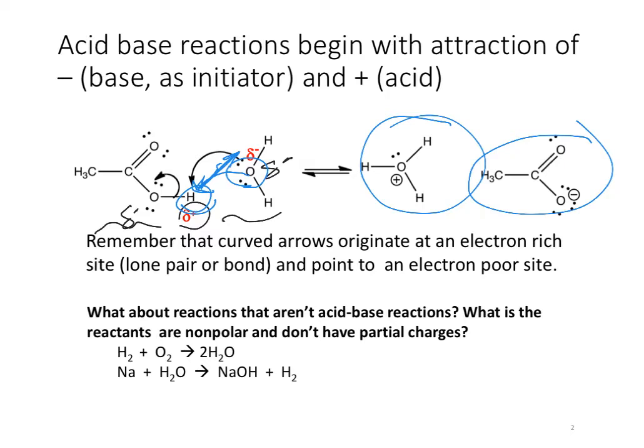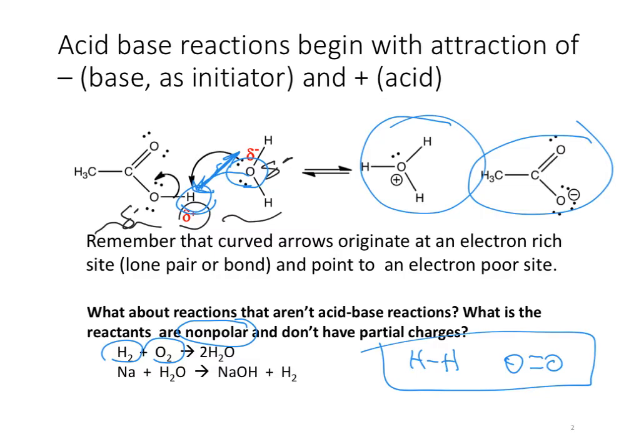But what happens if we have reactants that are nonpolar and therefore they don't have partial charges? How can we even begin to predict or speculate what type of reaction they might undergo? For example, hydrogen and oxygen, we know, react together to make water. But hydrogen and oxygen are both completely non-polar. And so how would we know just by looking at these reactants what reaction might occur?